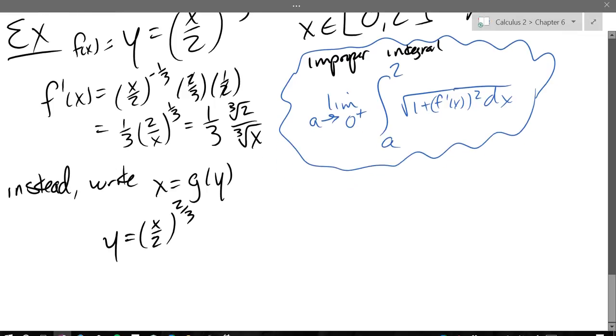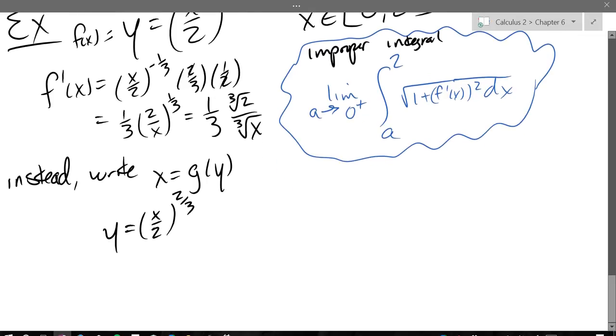All right, algebra question. How do I solve for x? What's the first thing I deal with? The power. I have a 2/3 power, so I do a 3/2 power. That's how you undo it. Don't do a negative 2/3 power. That would be improper in a different sense. We need a 3/2 power, and multiply by 2. So we get x equals 2y to the 3/2 power. And this will be our f of y. No, g of y.